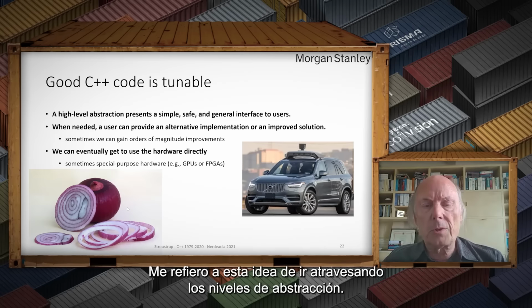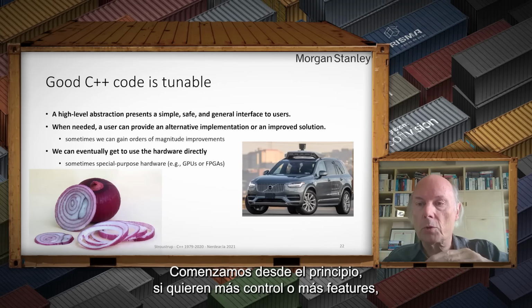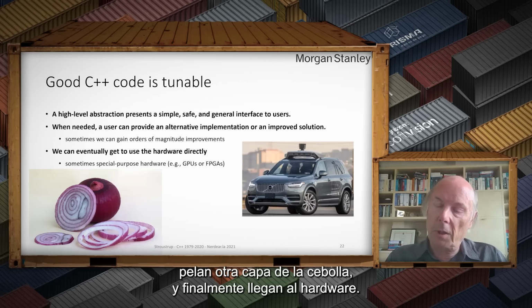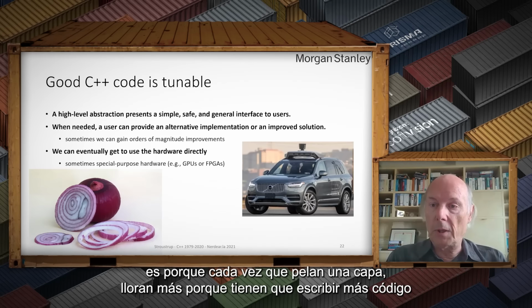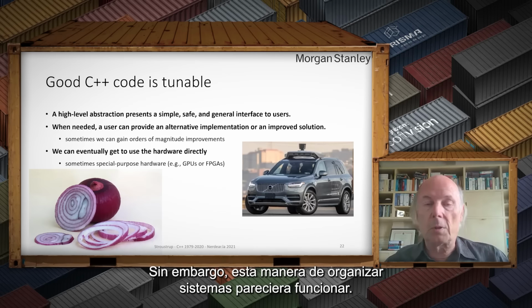I refer to this idea of going down through levels of abstraction. You start at the beginning. If you want more control, if you want more features, you peel off a layer of the onion. And if you want to go further, you peel off another layer, and finally you get to the hardware. The reason I refer to this as the onion principle is that each time you peel off a layer, you cry more, because you have to write more code and you have more opportunities to make mistakes. But this way of organizing systems seems to work.